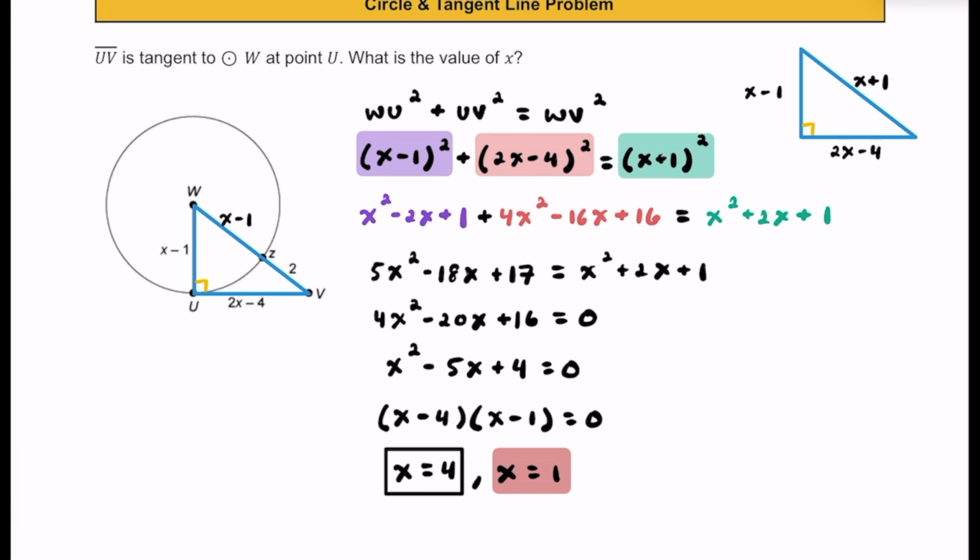So for our solution, let's make sure we say that x is going to be equal to 4 to make this whole thing true. Make sure you don't use this x equals 1. So that's how we would go ahead and apply our understanding of circles and tangent lines to solve a problem like this.